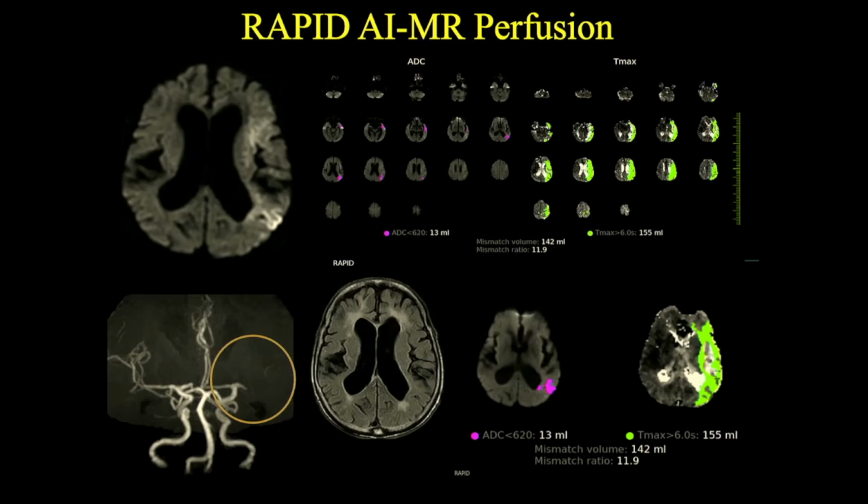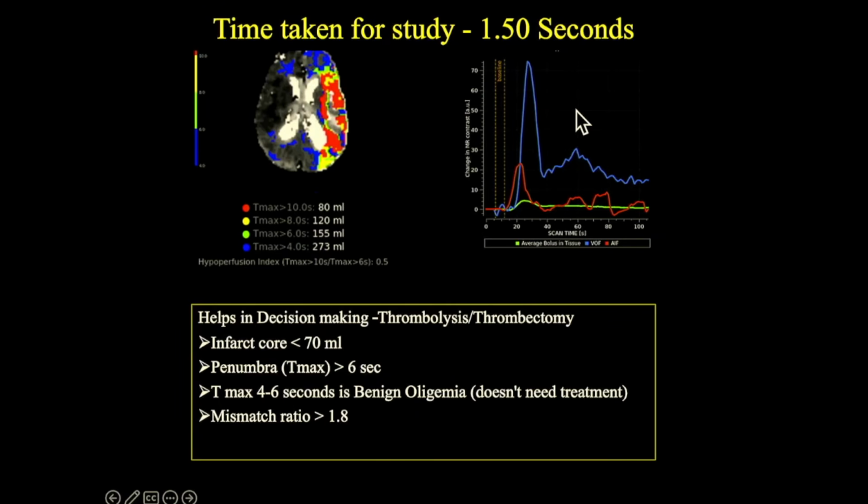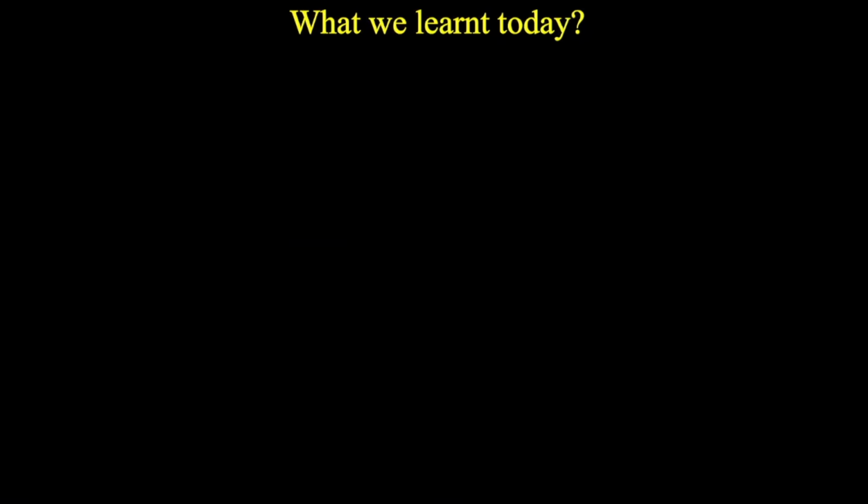Rapid AI is a new tool which is based on imaging, which divides the perfusion and diffusion abnormality very, very accurately in a matter of 1.5 seconds. So you have diffusion abnormality, you have perfusion abnormality. Diffusion abnormality here is 13 ml, perfusion abnormality is 155 ml, so mismatch volume is 142 ml, and this value is given to you in 1.5 seconds. So you save a lot of time, which you would normally spend deciding the size of diffusion perfusion abnormality.